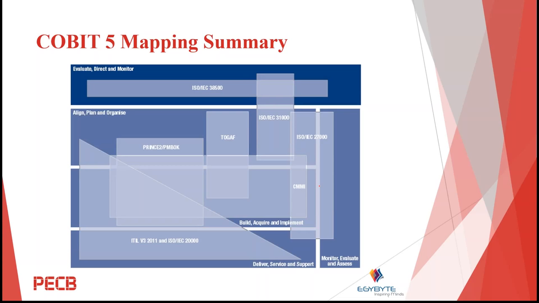In these five domains, we have a lot of frameworks and standards, as you can see, included or mapped to or referred to. So we have our ISO, the first one. Then we have ISO IEC 31000 for risk management. We have TOGAF for structure and the architecture of our organization and specifically IT in some cases. We have PRINCE2 and PMBOK as frameworks for project management. We have CMMI for software development. We have ITIL version 3 or its new update, ITIL 2011. And ISO's related standard, of course, ISO IEC 20000 for service management.